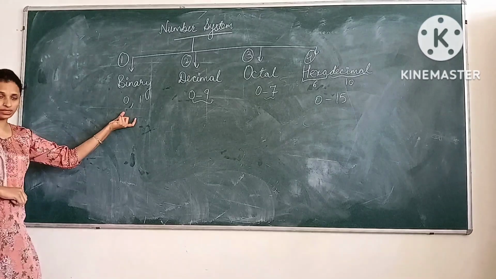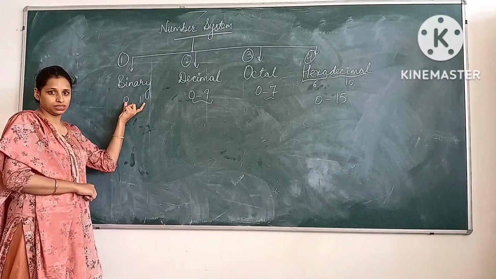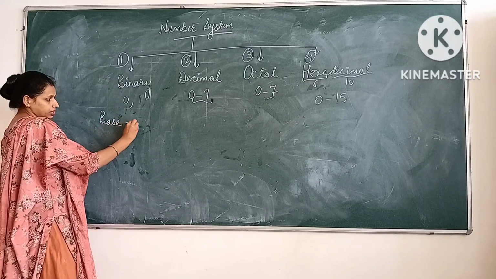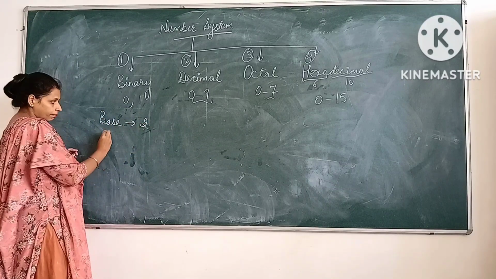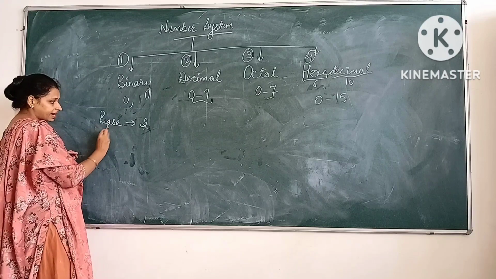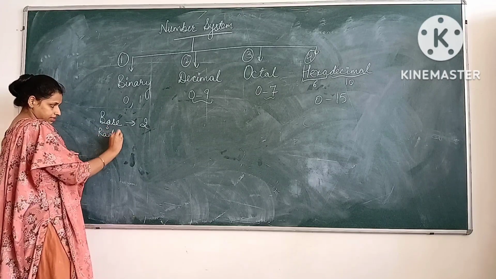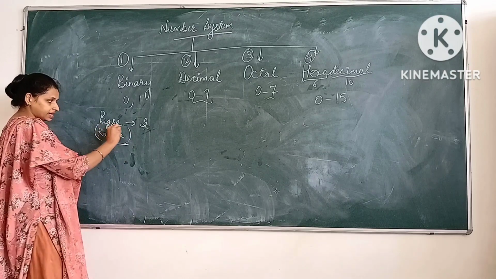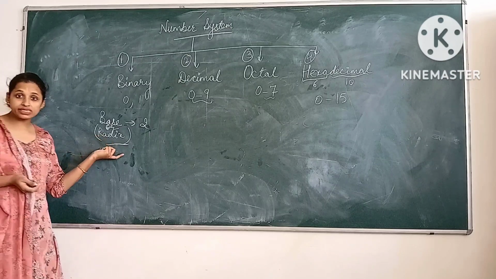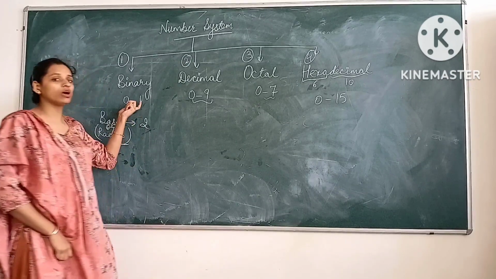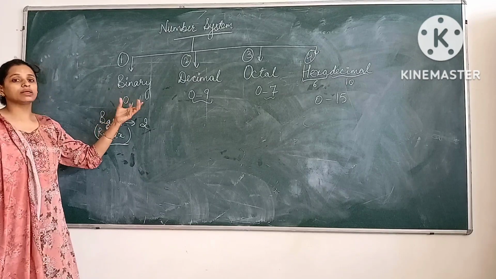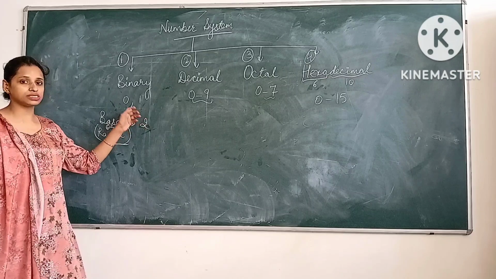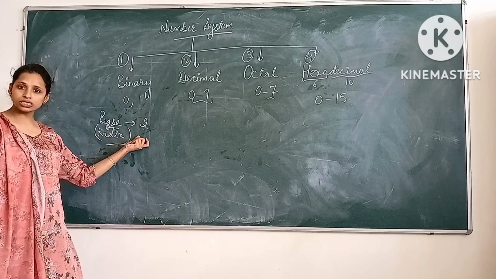Binary is 0 and 1, so there are only 2 bits. So its base is 2. Base is also known as radix. What is this? This is the total number of bits or digits present in the particular number system. In case of binary, there are only 2 bits, 0 and 1. So its base is 2.